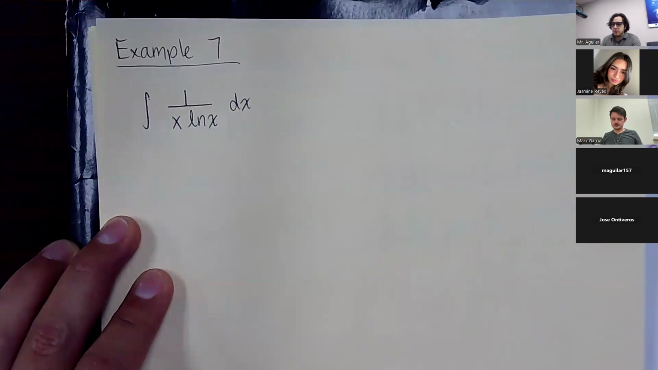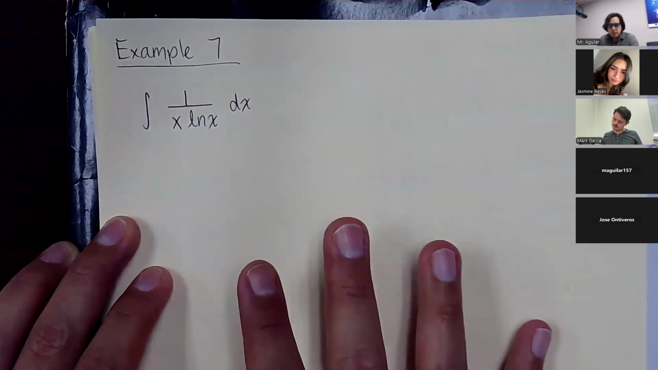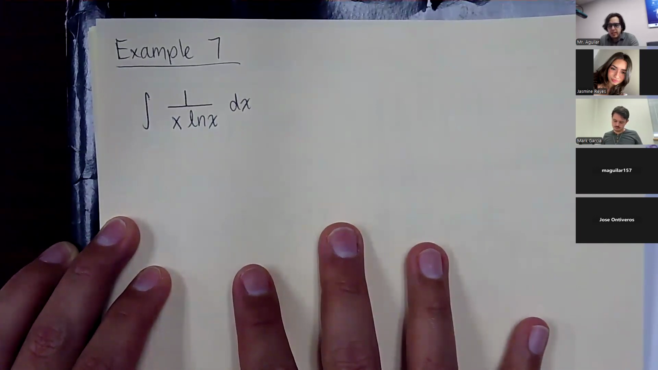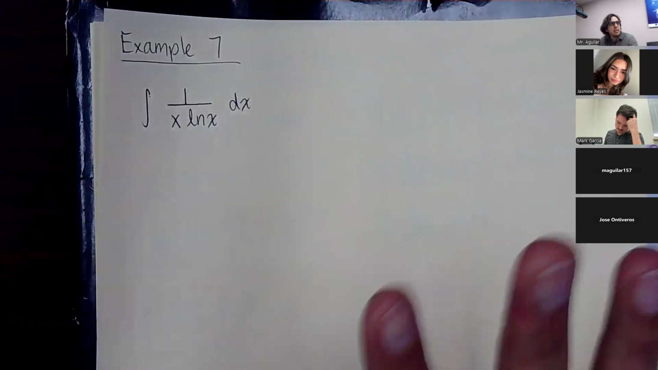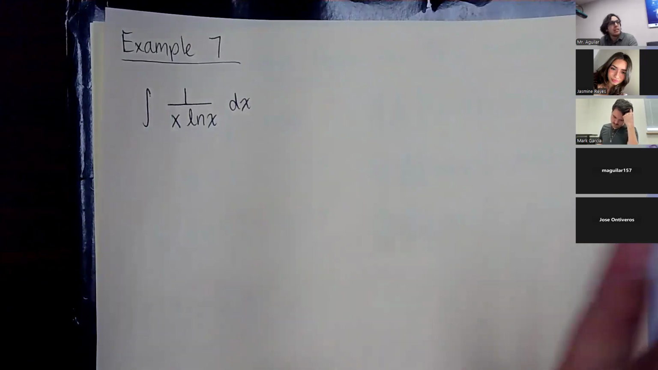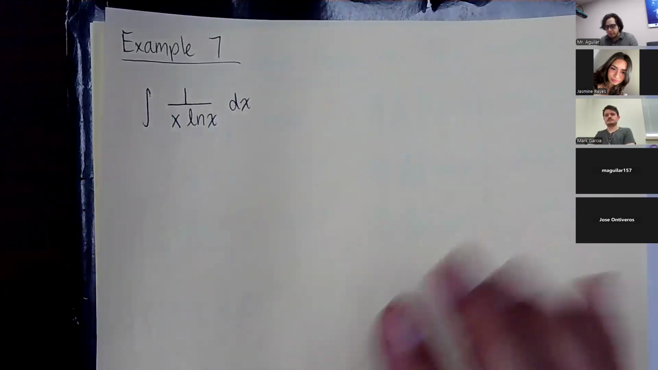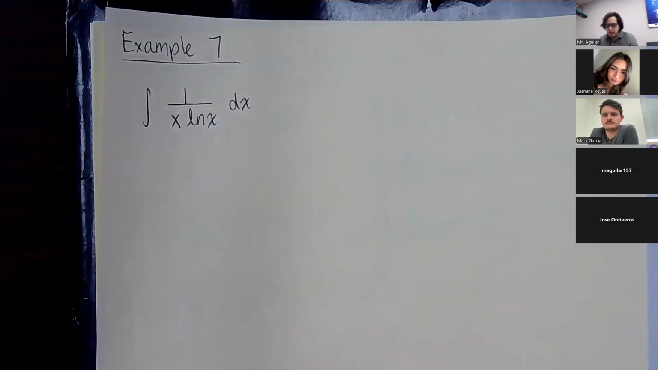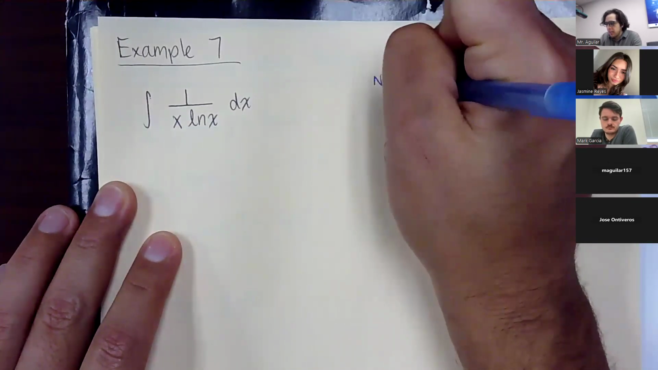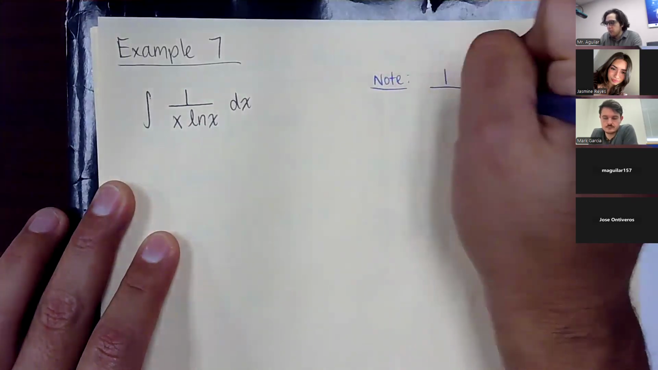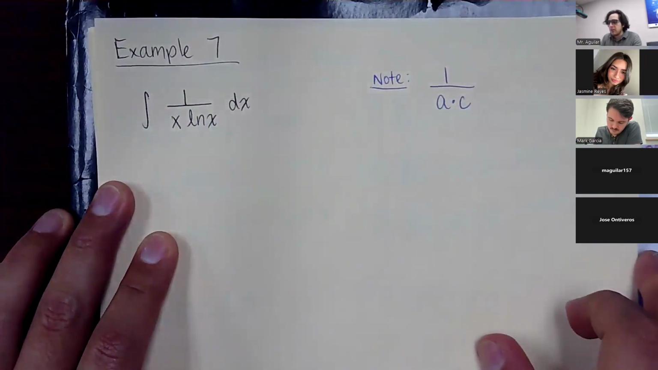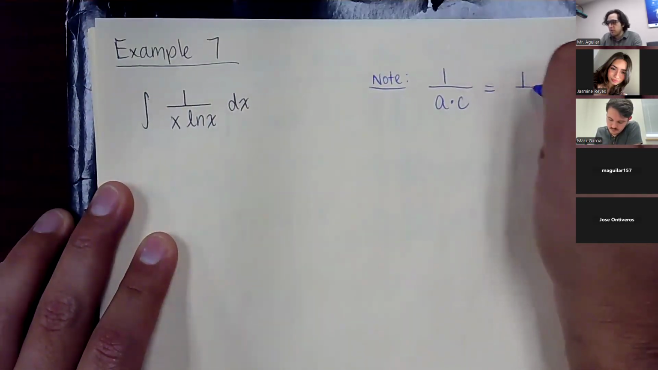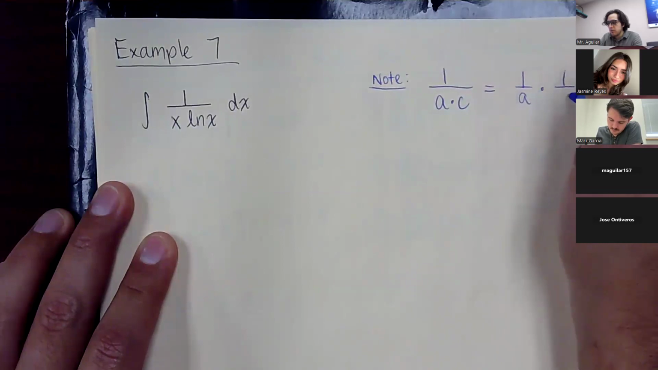Now, I think Ryan asked this question earlier, like if I have something on the numerator, can I just split that off and put it next to the dx? And usually that's going to be really useful. But another thing that's really useful to know, and this is a basic arithmetic fact, is that if I have 1 over a times c, whatever those a and c are, then that's the same thing as 1 over a times 1 over c.